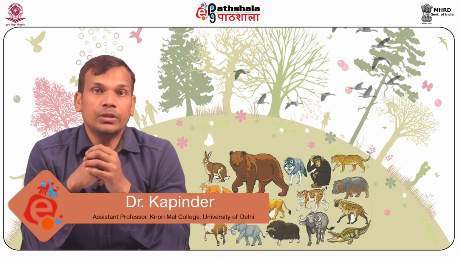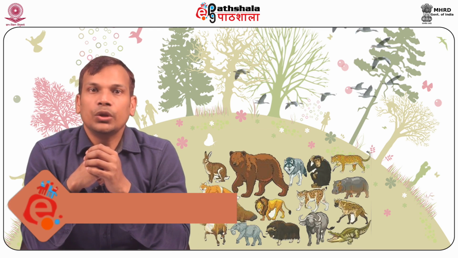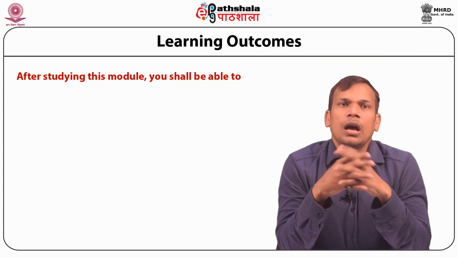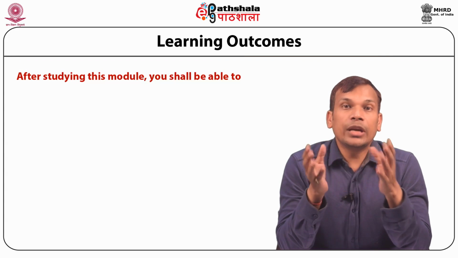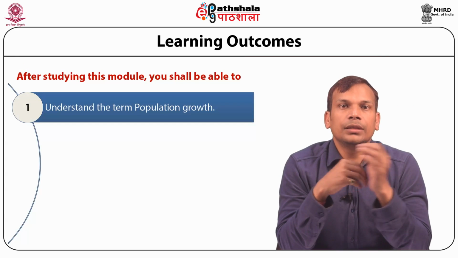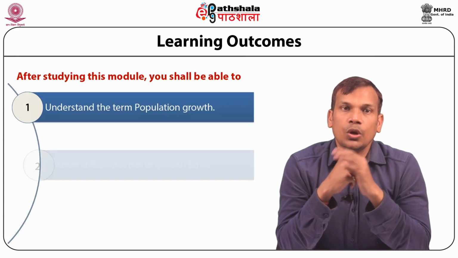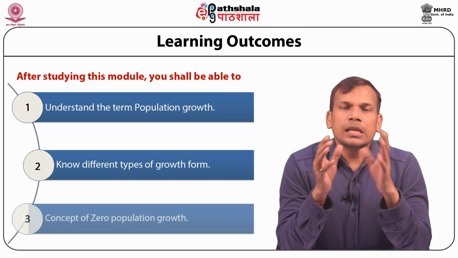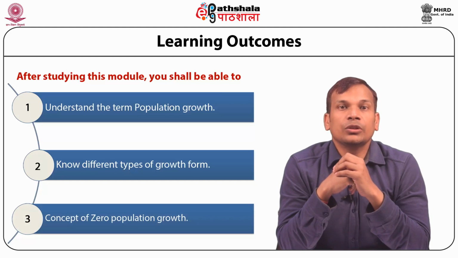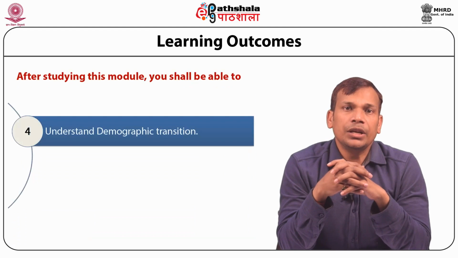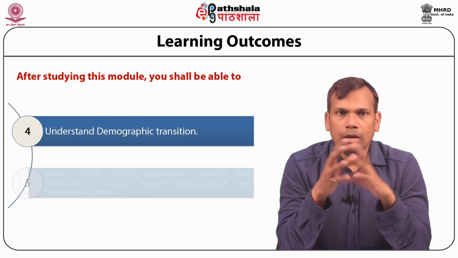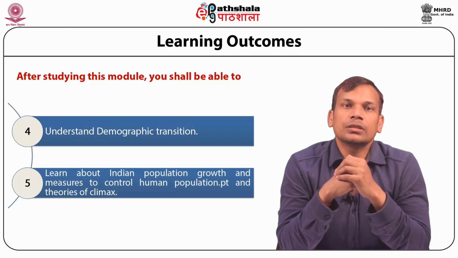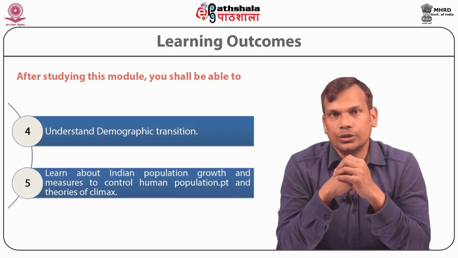Today we are going to discuss a module, Human Population Growth, under the paper Principle of Ecology. After studying this module, you shall be able to understand the term population growth, know different types of growth forms, the concept of zero population growth, understand demographic transition, and learn about Indian population growth and measures to control human population.